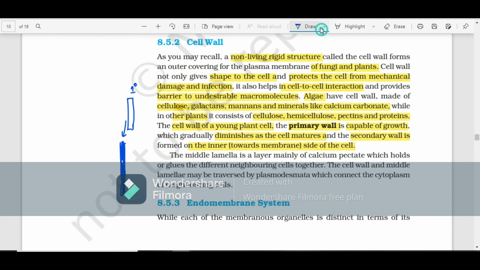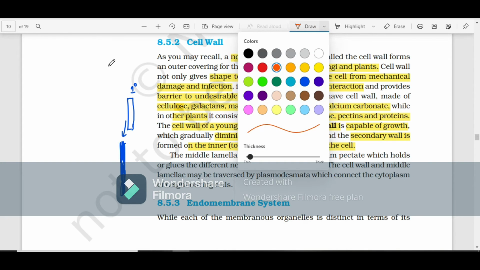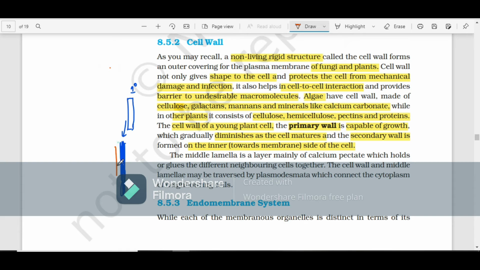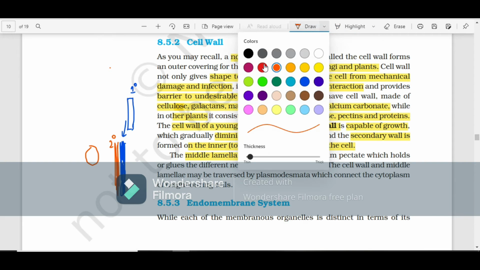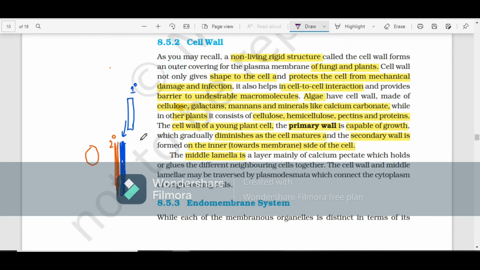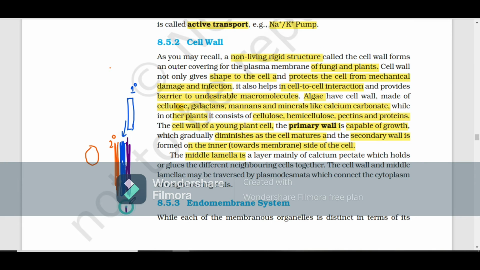Now the secondary cell wall will be formed on the inner side, towards the membrane side of the cell. Let's suppose here's the nucleus and all of that. Towards the inner side you can find the secondary cell wall. The middle lamella will be on the outer side. Here you can find the middle lamellae.